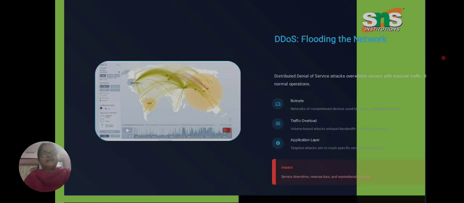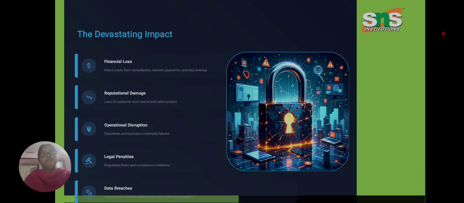Next is the DDoS attack, that is denial of service, flooding the network. Attackers flood the server with traffic. Botnets, that is infected devices, are used for the attack. Traffic overload crashes the entire system. An application level attack targets or stops specific services of the organization. The website will go down, business may be lost, and reputation damage will also be caused by this attack.